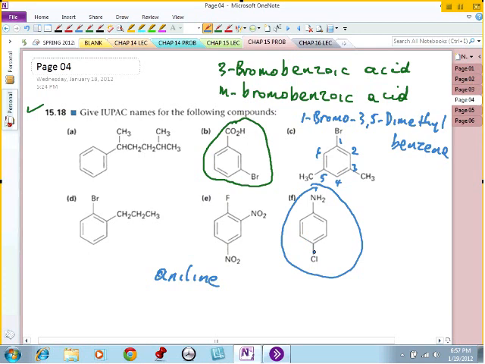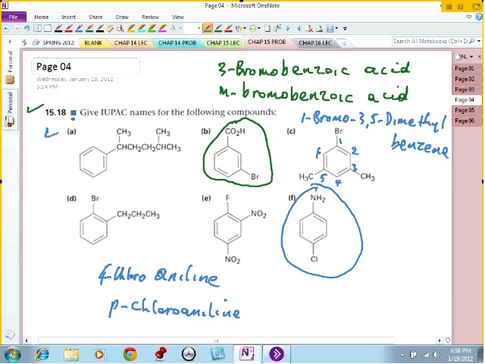Okay, so what would be the name for this? If we're going to name this as aniline, the carbon to which the nitrogen is attached must be carbon number 1. So that becomes 4, exactly. So this would become 4-chloroaniline. Or alternatively, you could say p-chloroaniline.